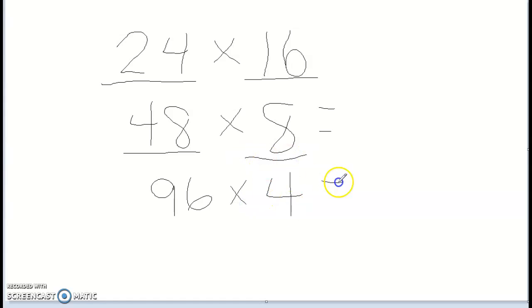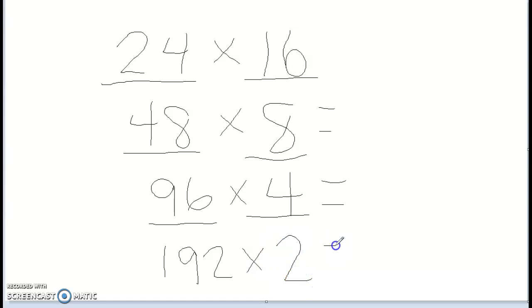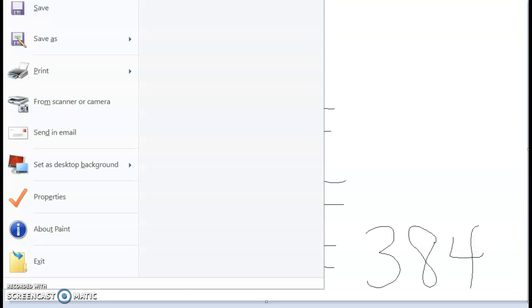That's 4. I think we could take this one step further. So if we double 96, we get 192. And let's have 4, and that's 2. So our answer, we would take 192 times 2, and we'd get 384. And that's how you do the doubling and halving. So let's go on to our next problem.